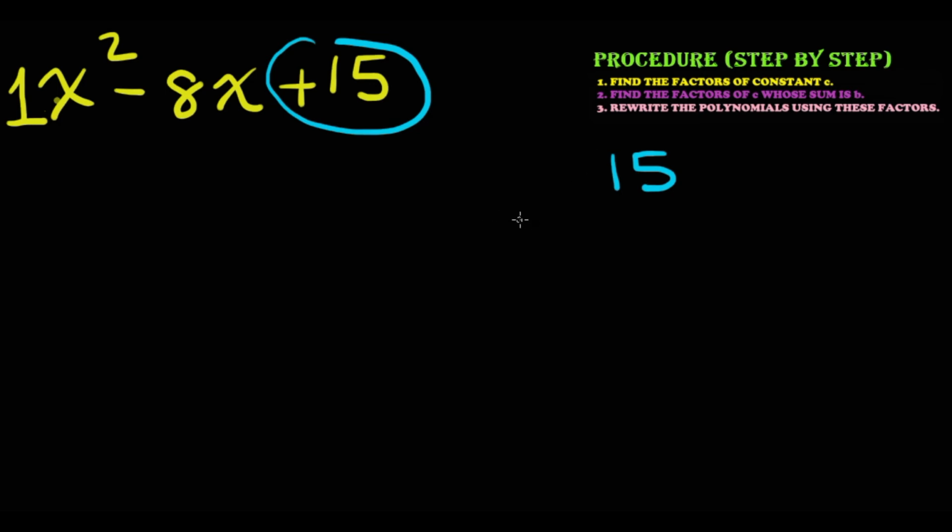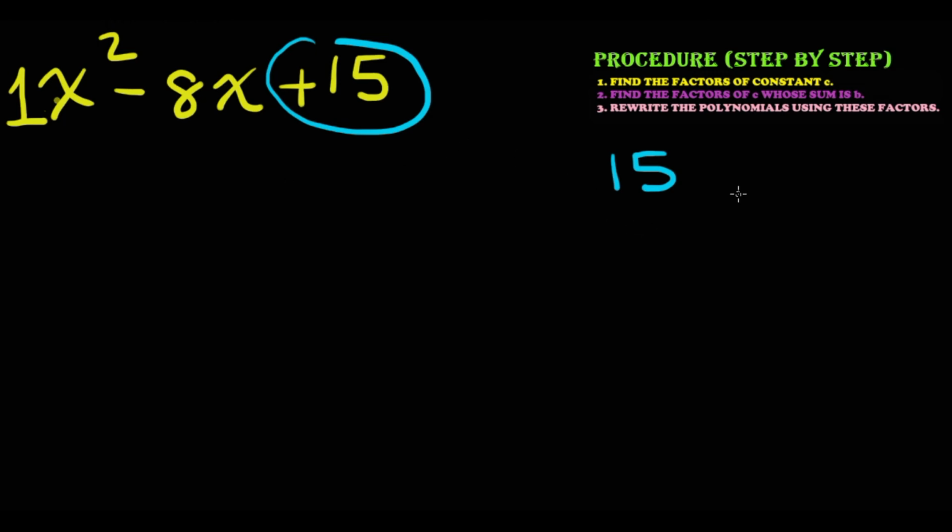Now step number 2 is to find the factors of c, meaning two numbers that multiply to get 15, whose sum is b. So when you add those two numbers, it comes out to negative 8. So let's think of factors of 15. Okay, can you guys come up with the two numbers? Think about it for a minute.